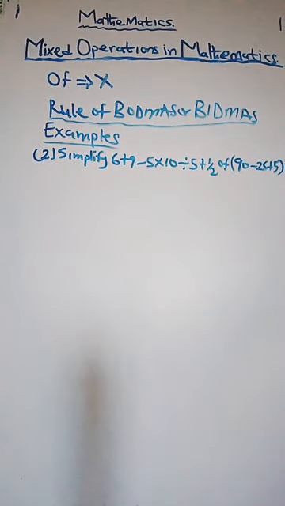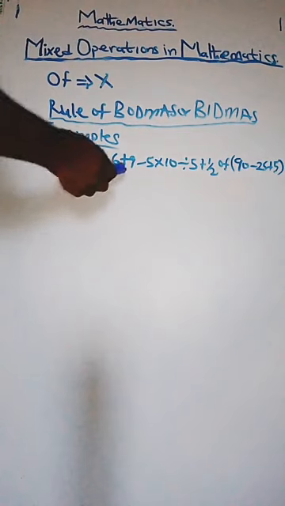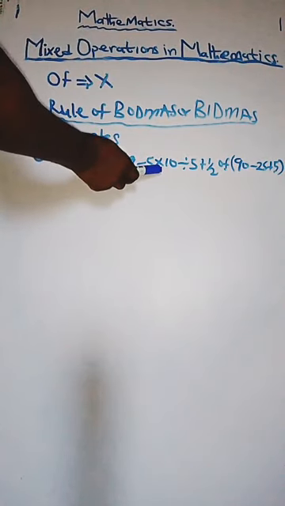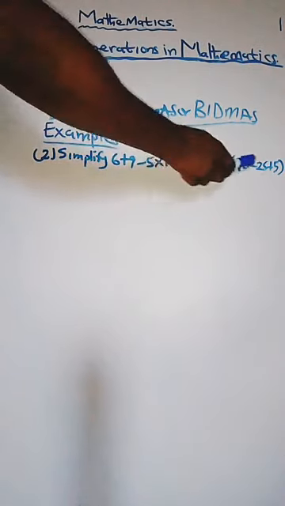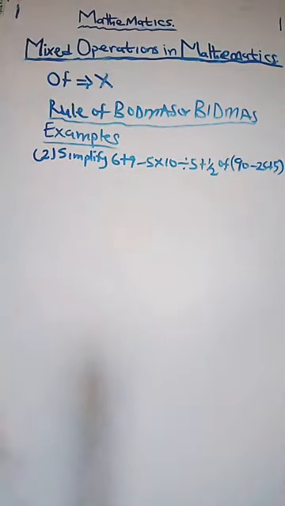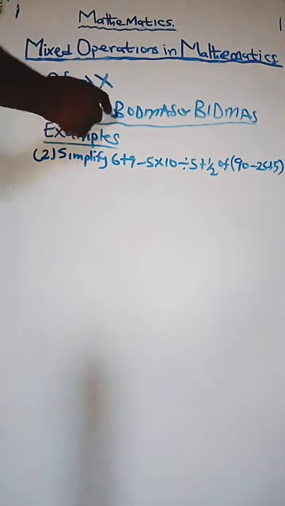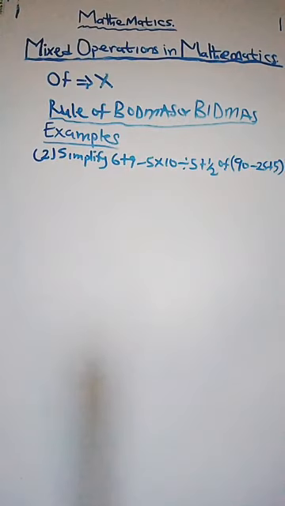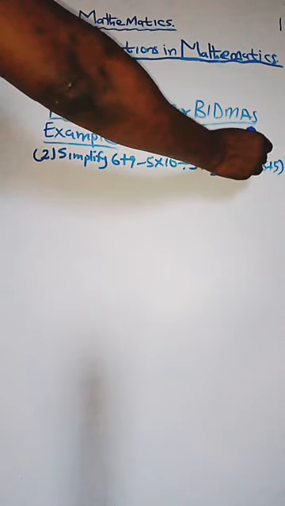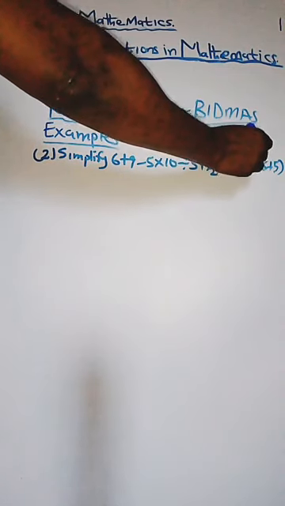So look at the question. We have many operations in it. We have addition, subtraction, multiplication, division, addition again, and brackets. Inside the bracket we have subtraction and addition. So following the rule of BODMAS, we'll have to solve the one inside the bracket first. So that is the strongest order, right? So this is 90 minus 25. That is 65 plus 5, that is 70.